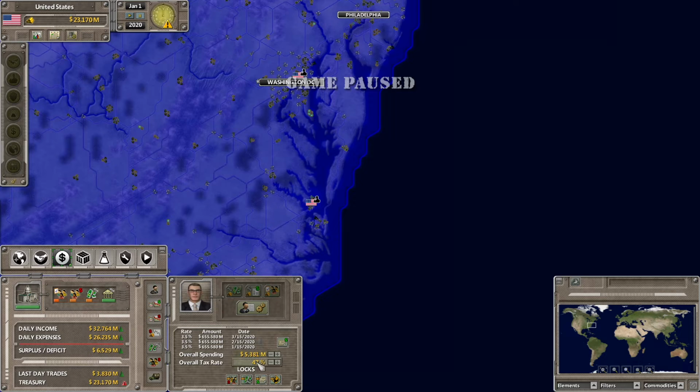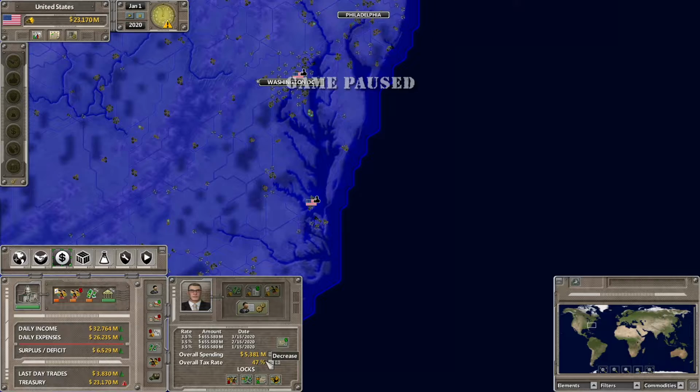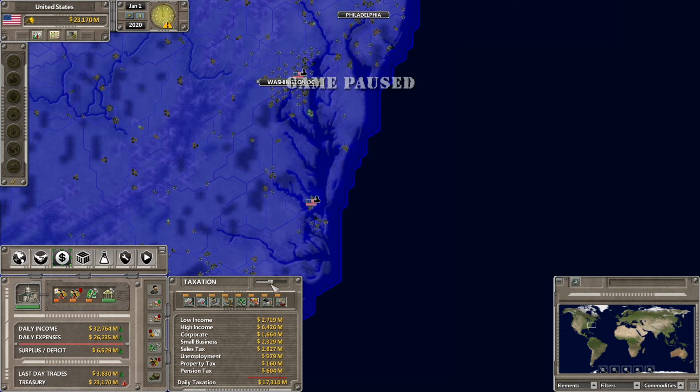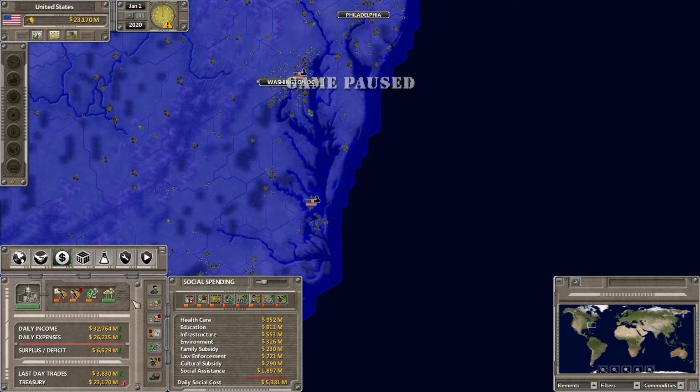There's overall spending and tax rate here. This is for your social spending. This is for your actual tax rate. You can raise these here if you don't want to go down here and manually adjust them one by one. But honestly, I would never do this. I would always do it one by one, and you'll see why.